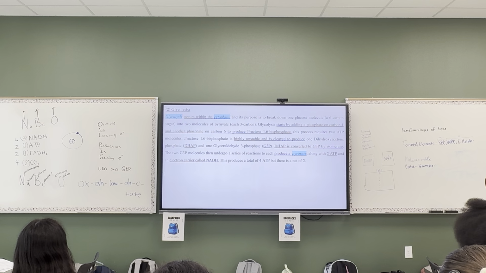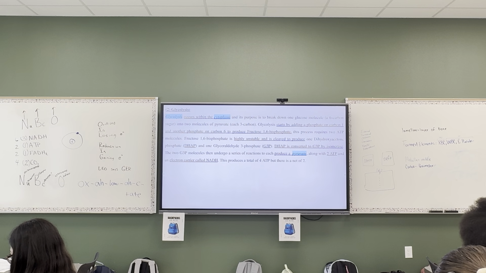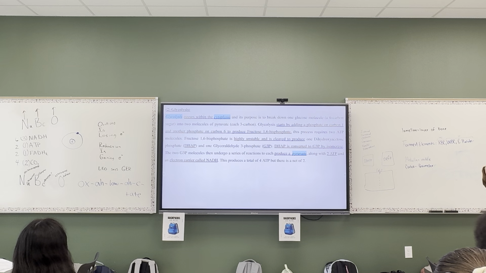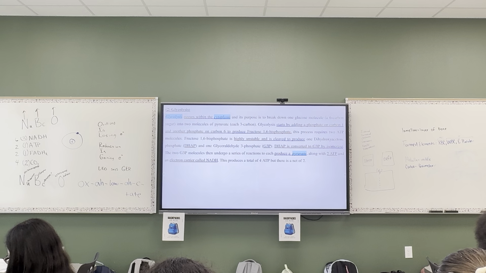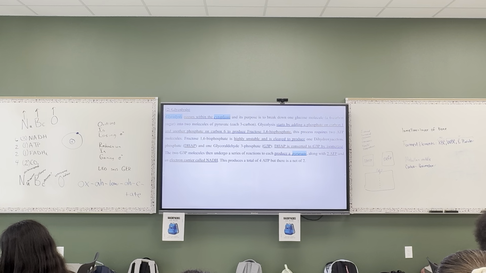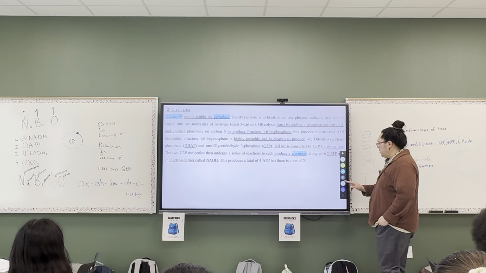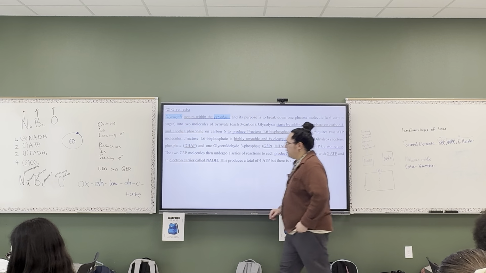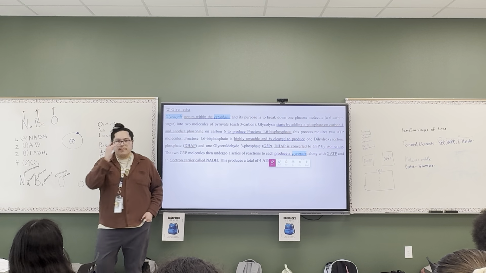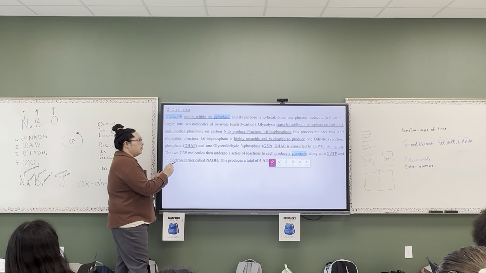But it's a little bit more complicated because we have to do some stuff to it before we can actually cut it up. So how do we start off? Savannah, read the next part, please. Glycolysis starts by adding a phosphate on carbon 1 and another phosphate on carbon 6 to produce fructose 1,6-bisphosphate. Bisphosphate, good. This process requires 2 ATP molecules. So what's going on? What molecule do we start off with?